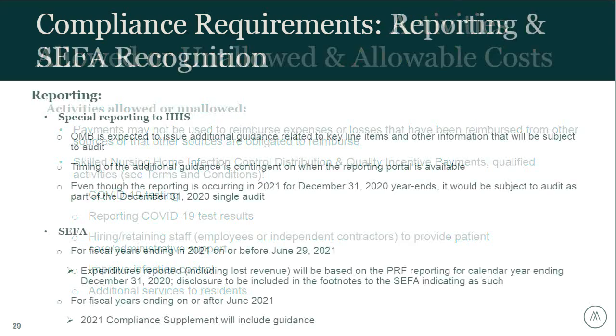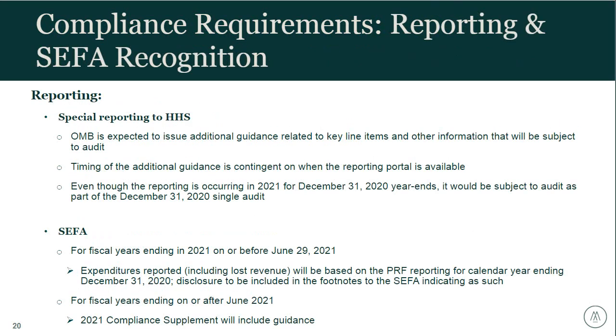All right. The other compliance requirement that is directly material is the reporting. And this is, even more than the expense discussion and the lost revenue discussion, really the biggest unknown. With the reporting, the expectation is that once the portal opened, which was supposed to open in theory back in January, the Office of Management and Budget was going to issue additional guidance, because to comply with the single audit requirements, the auditors are expected to be testing some key line items and information that is part of the reporting.